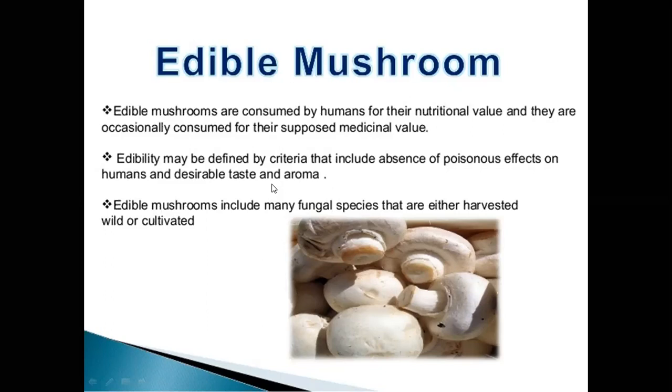Edible mushrooms include the many fungal species that are either harvested, wild or cultivated. Edible mushroom जो होते हैं वो अलग अलग fungal species को belong करते हैं, उनको either harvest किया जाता है, harvested wild or cultivated. ठीक है, wild variety जैसे मैंने आपको अभी भी बताई, that is white button mushroom, कि जिसे हम लोग local language में टेकोडे कहते हैं.